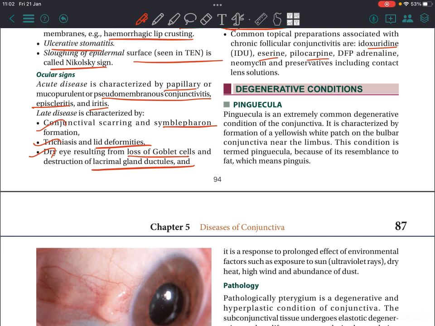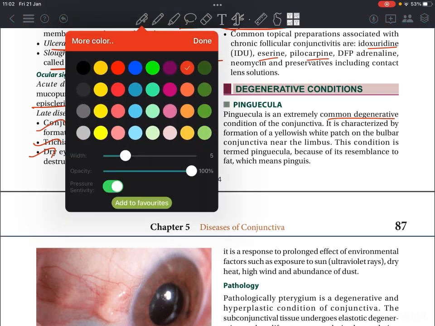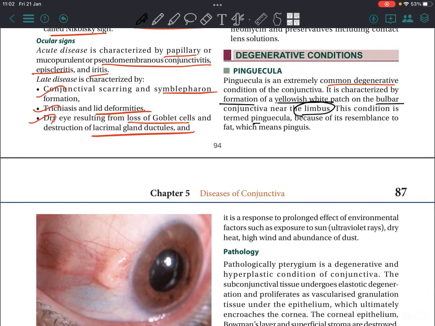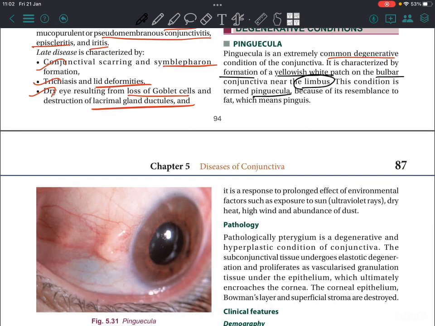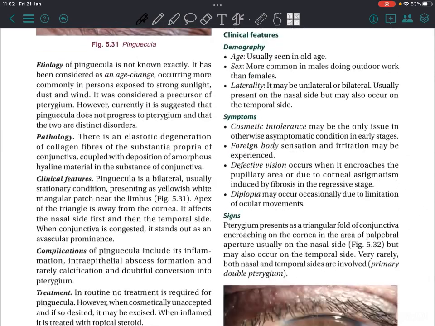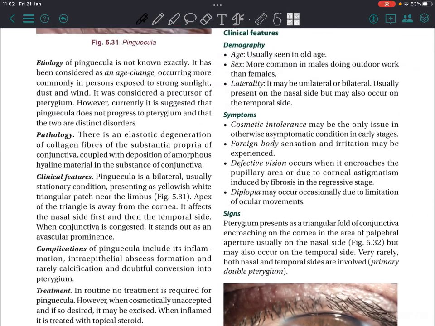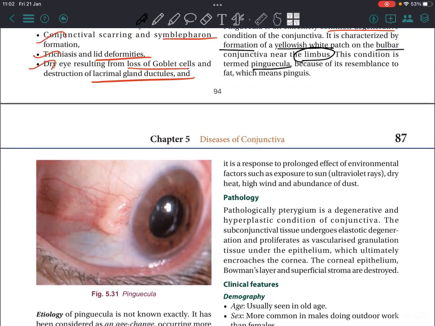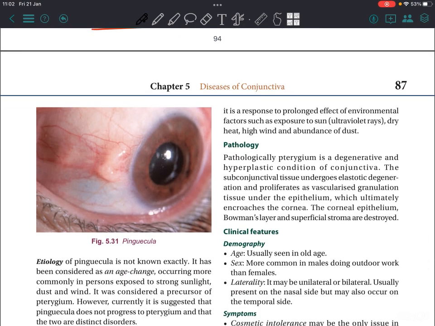Degenerative conditions. Pinguecula is an extremely common degenerative condition of conjunctiva. It is characterized by formation of a yellowish white patch on the bulbar conjunctiva near the limbus. This condition is termed pinguecula. It is often differentially diagnosed with pterygium, and this condition is termed pinguecula because of its resemblance to fat, which means pinguis.